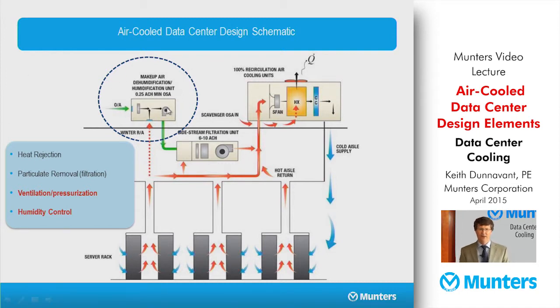So that's the first parameter. By code, it's typically even less than that is what's required to ventilate a data center, but the 0.25 air changes per hour minimum is a good overall recommendation. This makeup air device, if fitted, and it should be, fitted with very good filtration to the MERV 13 level, and it should also have the ability to humidify and to dehumidify.